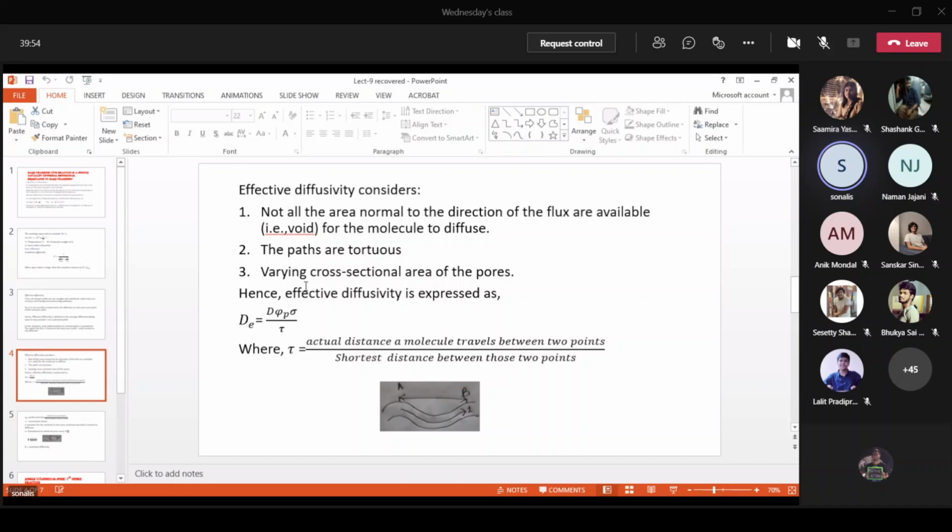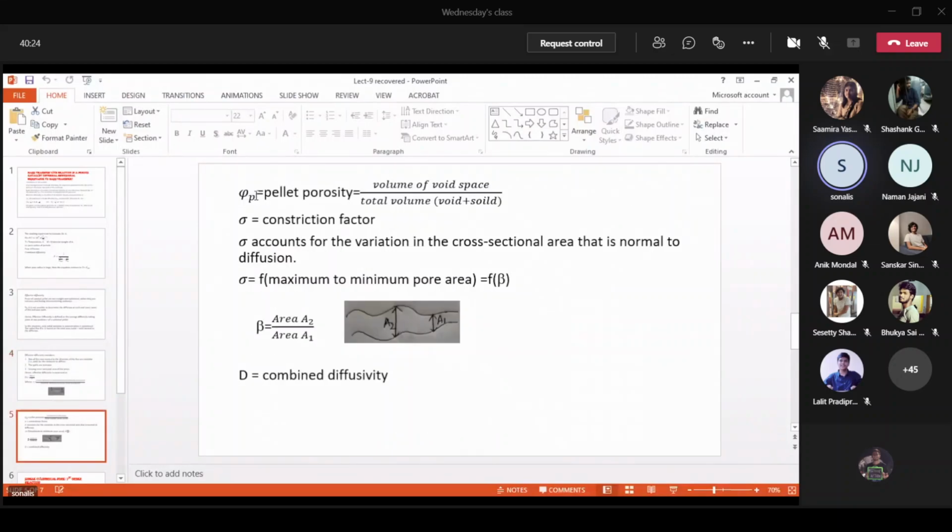Hence, effective diffusivity is expressed as D_E is equal to D psi_p sigma by tau. D_E is the effective diffusivity, D is the combined diffusivity, and psi_p is the pellet porosity. What is porosity? Porosity is the volume of the void space divided by the total volume, void plus solid, for a catalyst pellet.